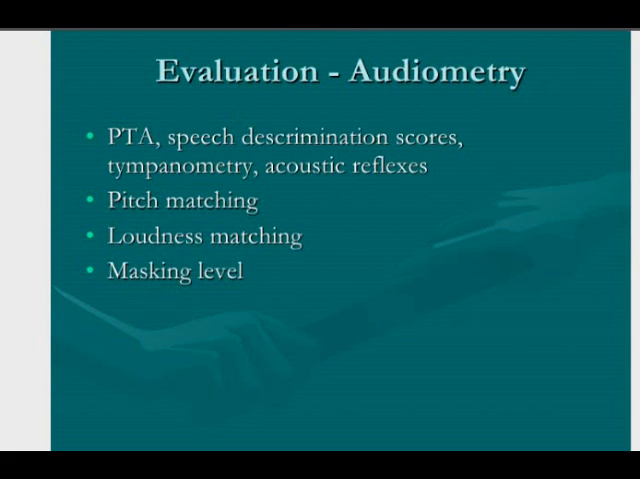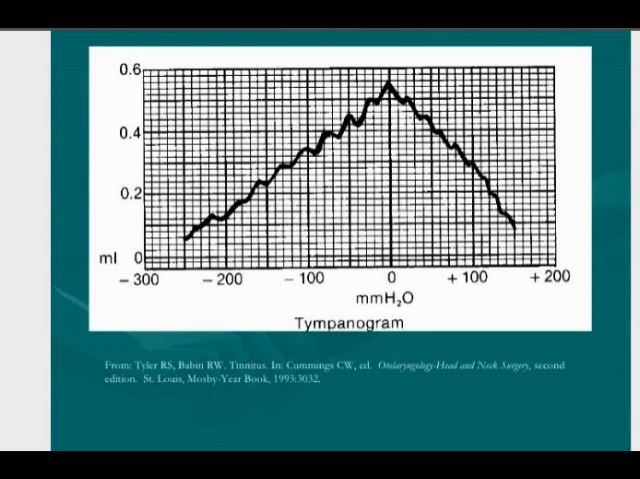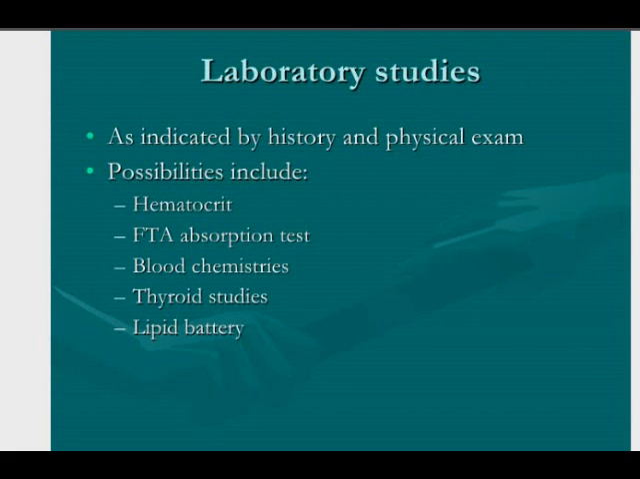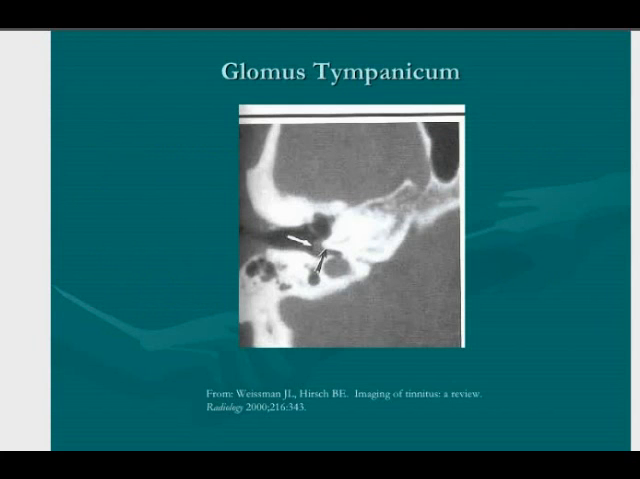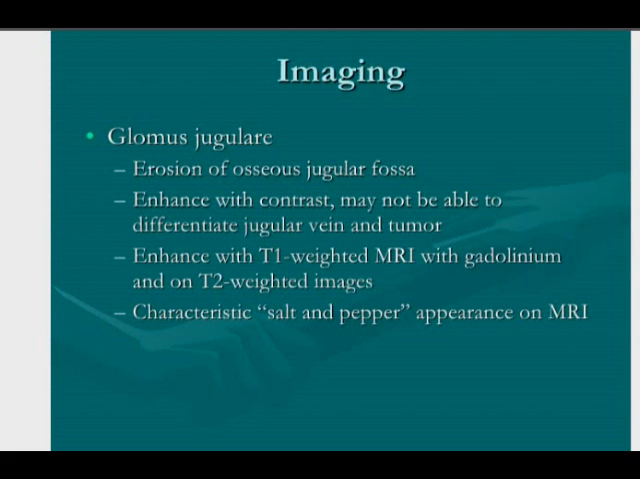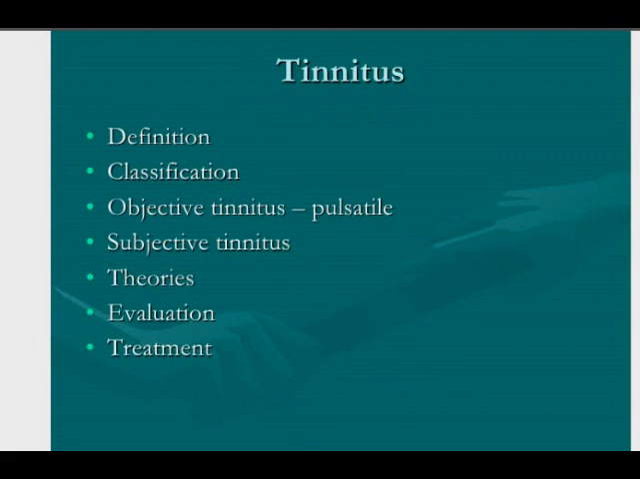Pure tone audiometry, speech discrimination, tympanometry, Eustachian tube function, acoustic reflex, masking level. All this is called audiometry, which will give us the definitive cause of the tinnitus. Okay, this is a picture of a tympanogram. We may need some others such as blood chemistry, thyroid studies, lipid profile, FTA absorption test. Also we may need a CT scan for brain and ear. This is a picture of glomus tympanicum on CT scan. Also we may need MRI in some cases.